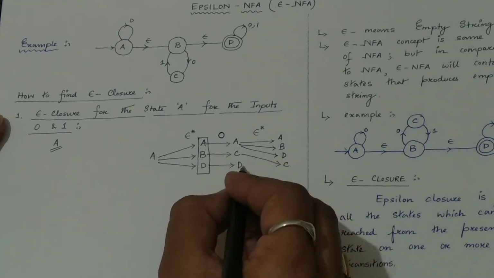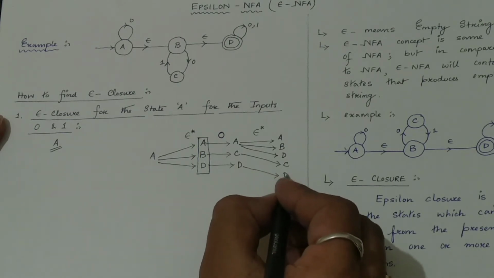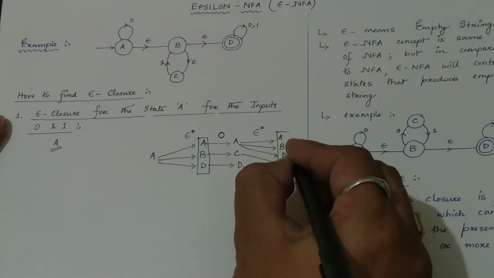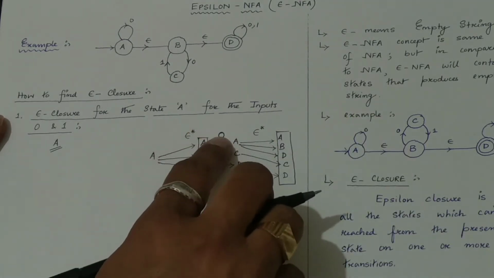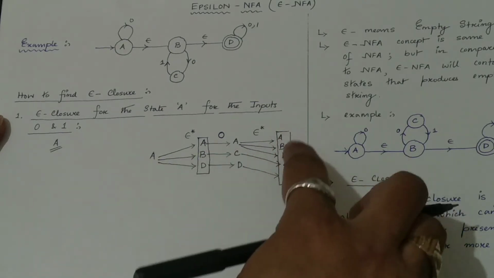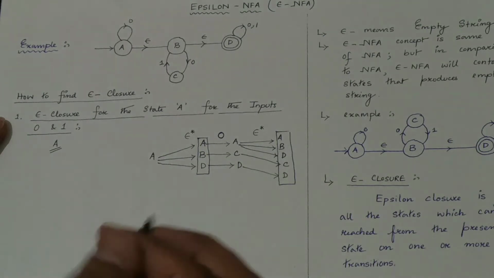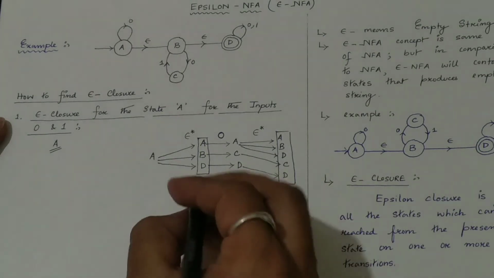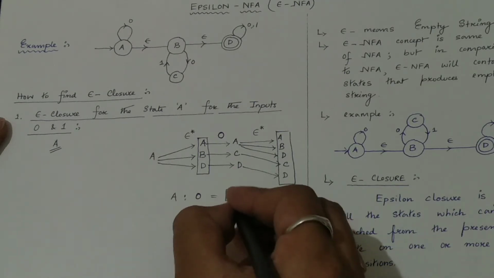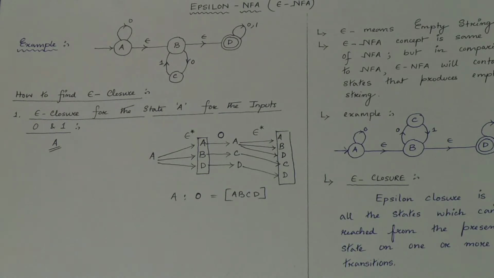Now D on seeing epsilon, is there any transition for D? First it will go to itself. Any more transition? No. So finally what I can declare is that A on seeing 0, on behalf of epsilon closure, I am finally reaching A, B, C, D. Clear? So I can make a table right now, but later I will show you the table. Therefore A for 0 goes to A, B, C, D.